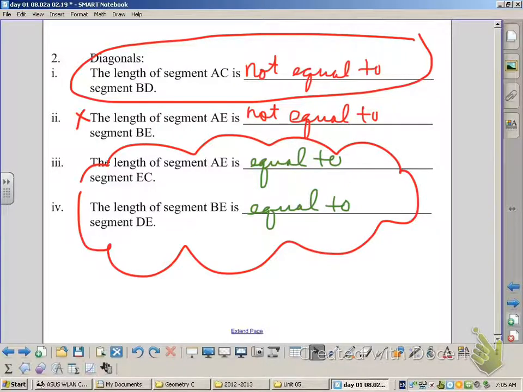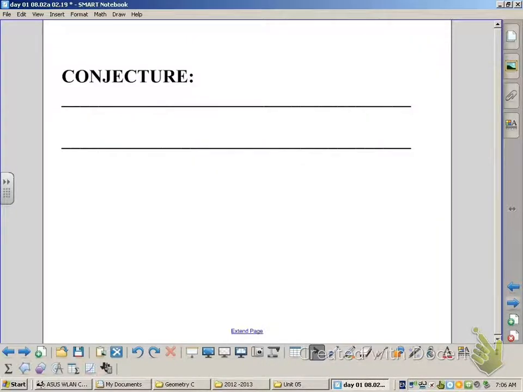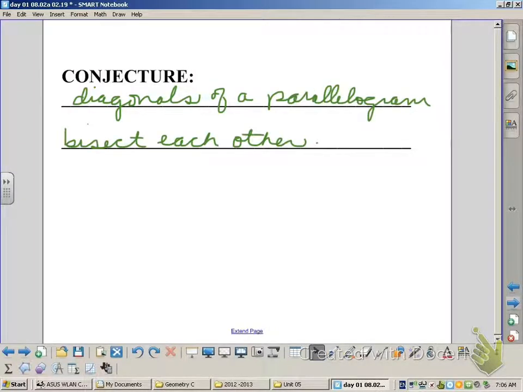So as we look at our conjecture, that means that those diagonals are meeting at a common midpoint. Or another way to say that is that they're bisecting each other. This is a really important concept for all parallelograms. The diagonals of a parallelogram bisect each other. Go ahead and hit pause if you need a little more time to write this into your note sheet. Hit resume when you're ready for the next conjecture.